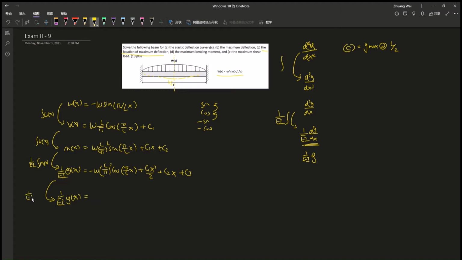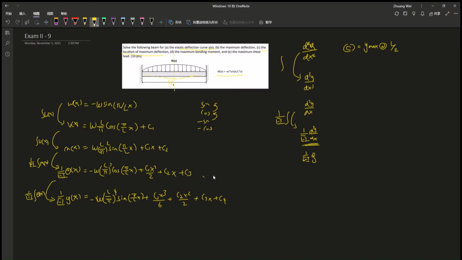EI y(x). So negative cosine is going to be negative sine, so W L over pi to the power of 4 sine of pi over L x plus C1 x cubed over 6, plus C2 x squared over 2 plus C3 x plus C4. Now we have all these constants. So for question A, the elastic deflection curve y(x), we're basically halfway there. We got this. Now we just have to figure out what C1, C2, C3, and C4 are.